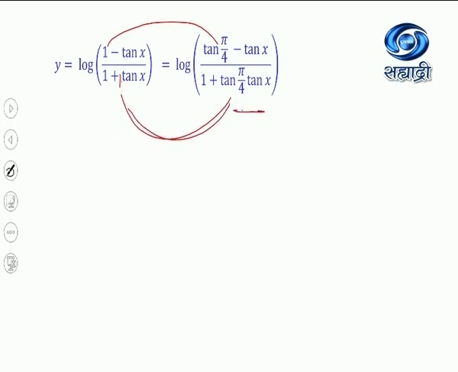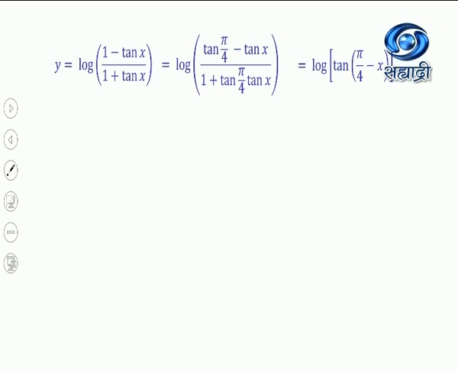And now, what is this? This is the formula for tan (a minus b). Here a is pi by 4 and b is x. Tan (a minus b) is tan a minus tan b upon 1 plus tan a tan b. So our next step is this, log of tan (pi by 4 minus x). Now our next step is, by taking derivative of both sides with respect to x, we get dy by dx equal to d by dx of log of tan of (pi by 4 minus x).